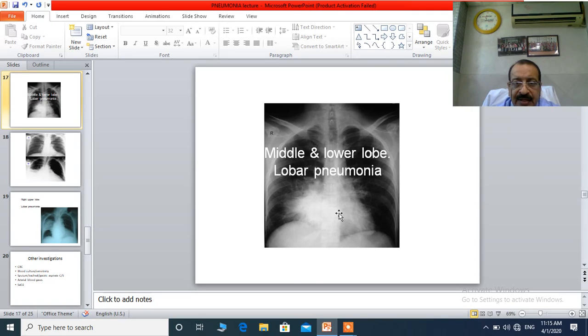Now look at this X-ray. You can see that this area has undergone consolidation. This is adjacent to the right border of the heart, and this area indicates middle lobe consolidation. So at this area you may find bronchial breathing and crepitation with increased vocal resonance. Remember that in this X-ray you can see that the trachea is central and the heart is not shifted. So there is no mediastinal shift in cases of consolidation.